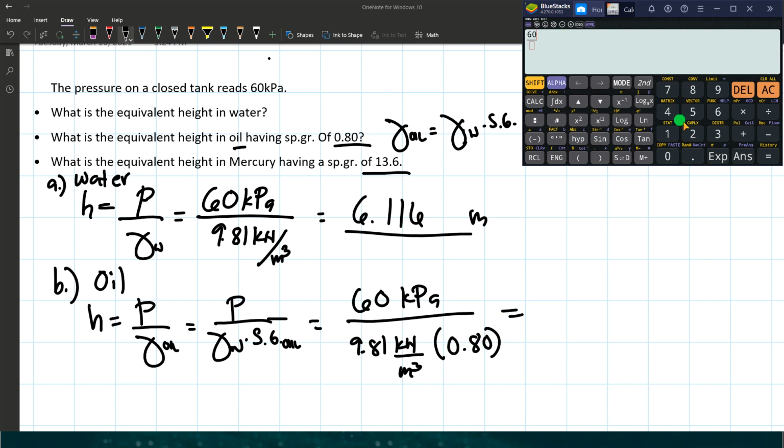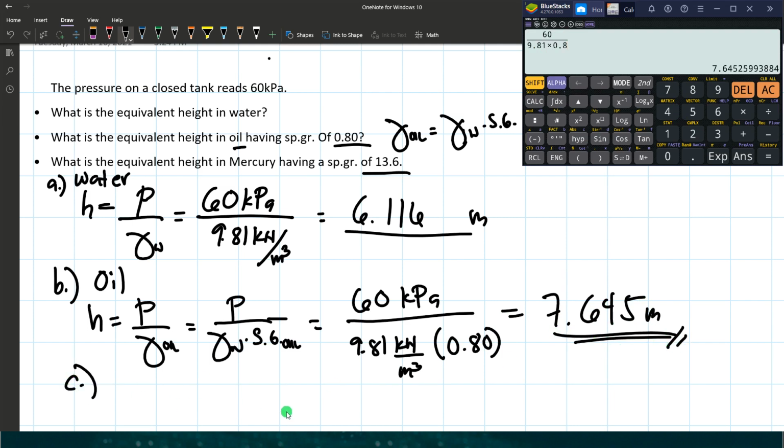60 over 9.81 times 0.8. So that's 7.645 meters of oil.